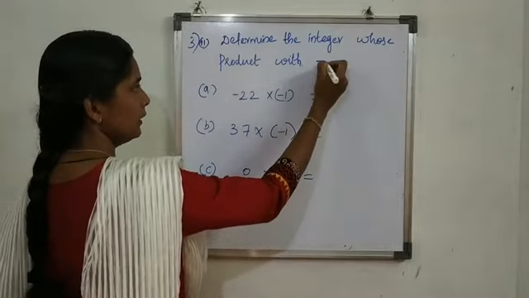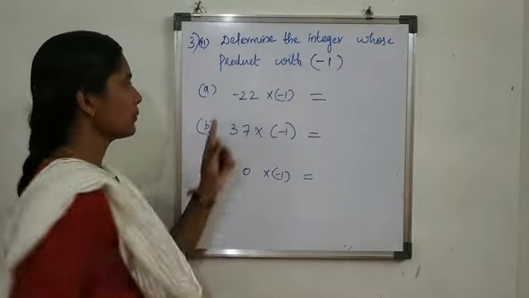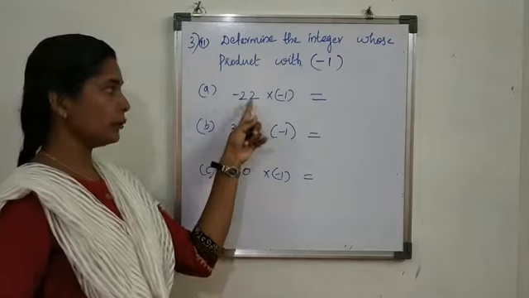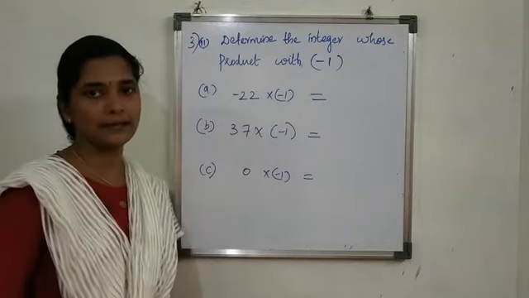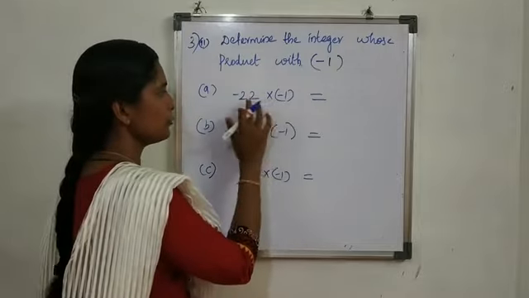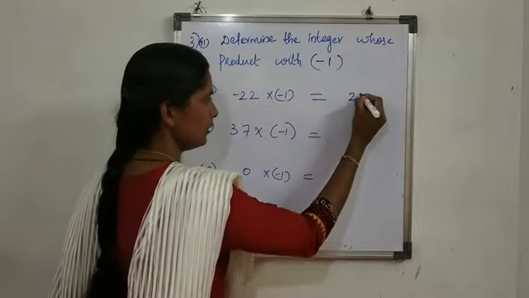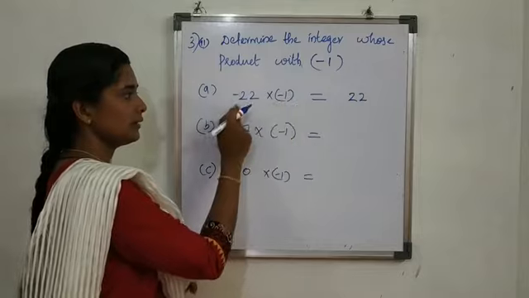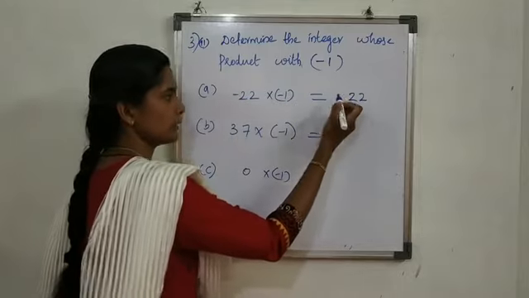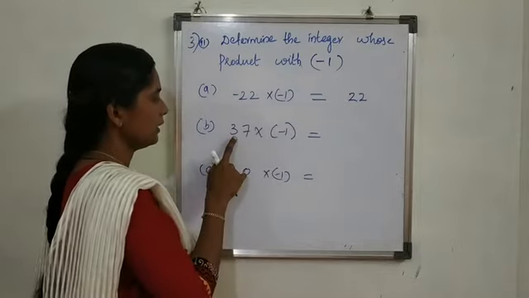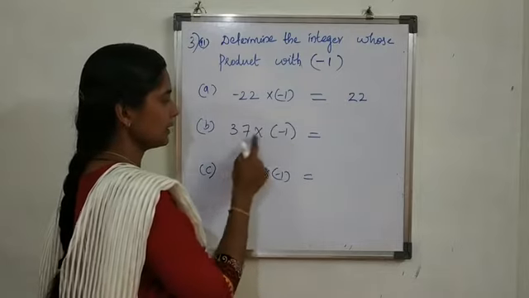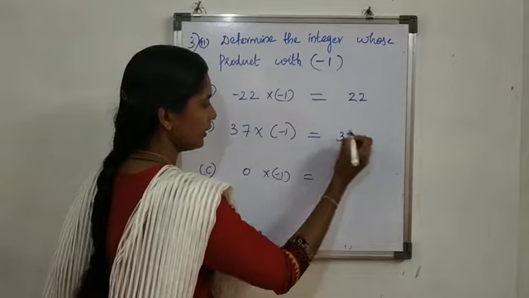Determine the integer whose product with minus 1 is asked. Minus 22 is the question. Product means multiply. Multiply minus 22 with minus 1. First we multiply 22 into 1, which is 22. Then how many negative integers are there? 1, 2. That is an even number. Therefore the answer is positive. Then 37 into minus 1. 37 into 1 is 37 and 1 negative integer.